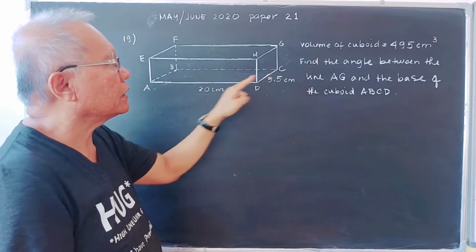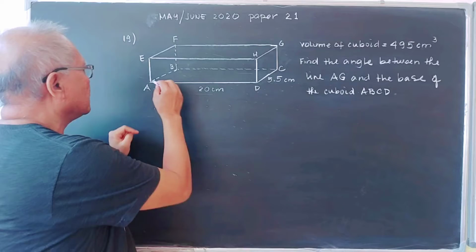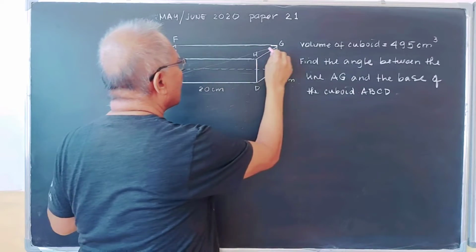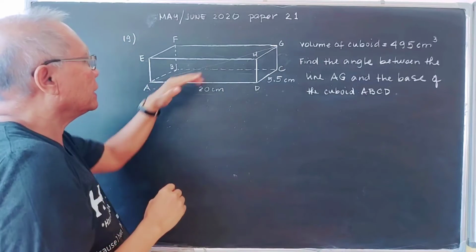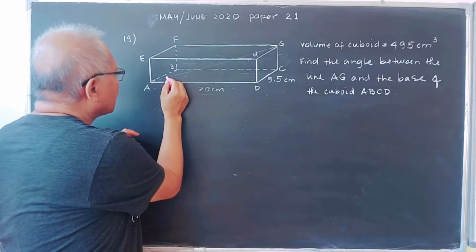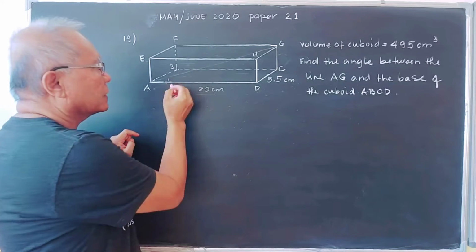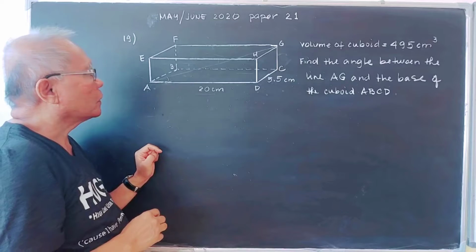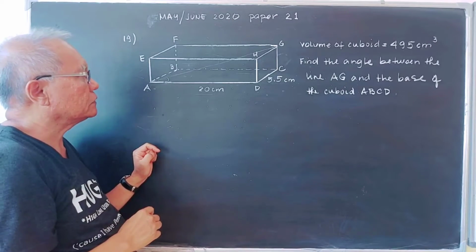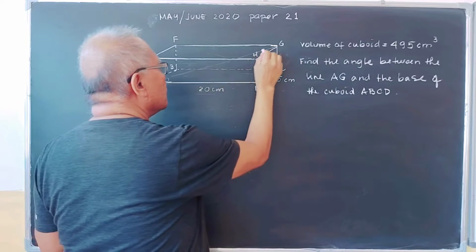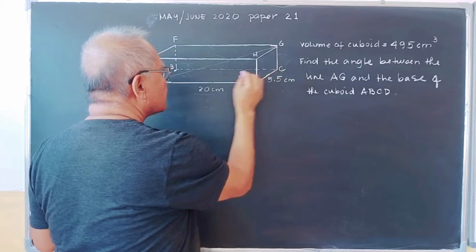Find the angle between the line AG, this one is our line AG, here to there, and the base. This one is the base. So we are going to find this one, the angle here. So we need first to find this AG, we have this triangle.